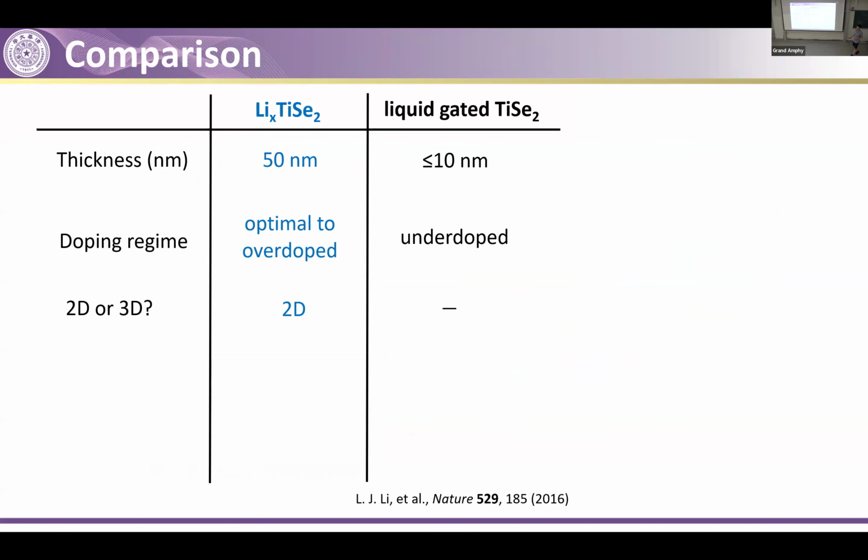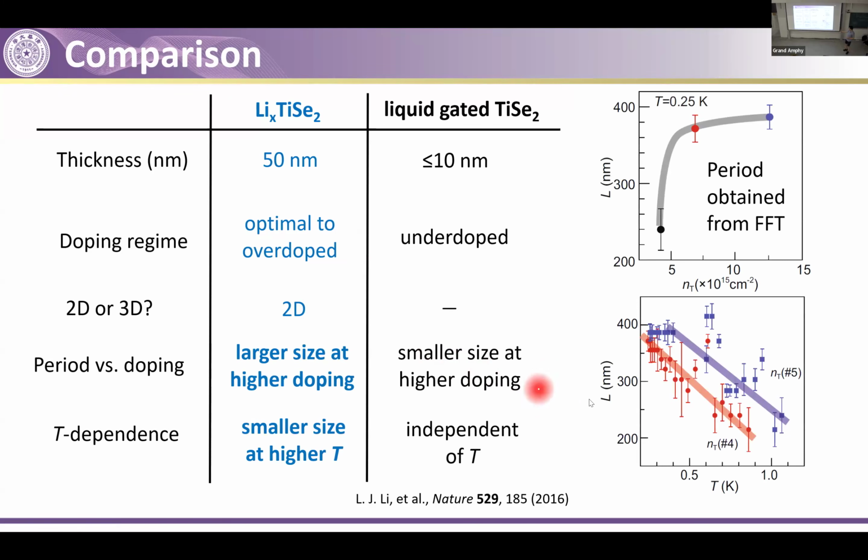What is the spatial scale of your picture? Yeah, so this is about 200 or 300 nanometers from the FFT. From the FFT, we see the structure has a very big size. This is 300 nanometers. This is actually bigger than people observed in the liquid gated sample. And also the doping dependency is a bit different. I just want to show you this comparison.